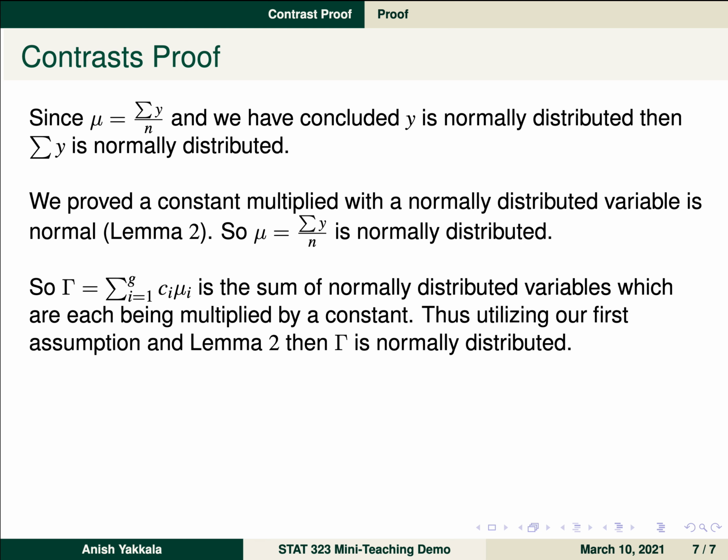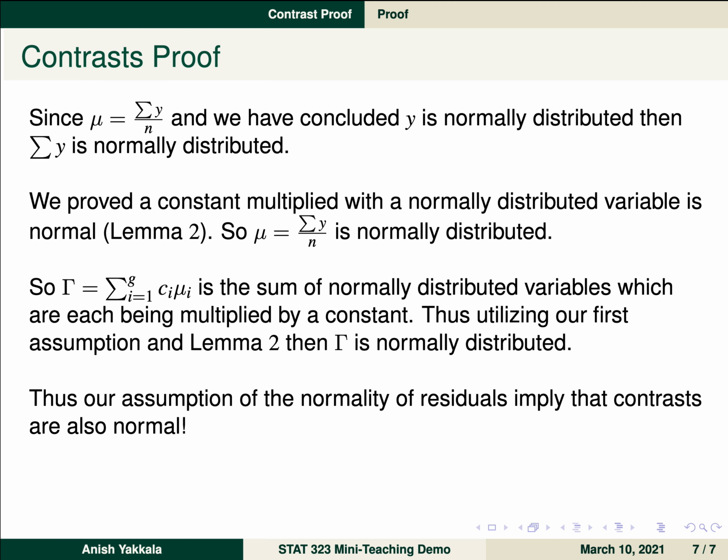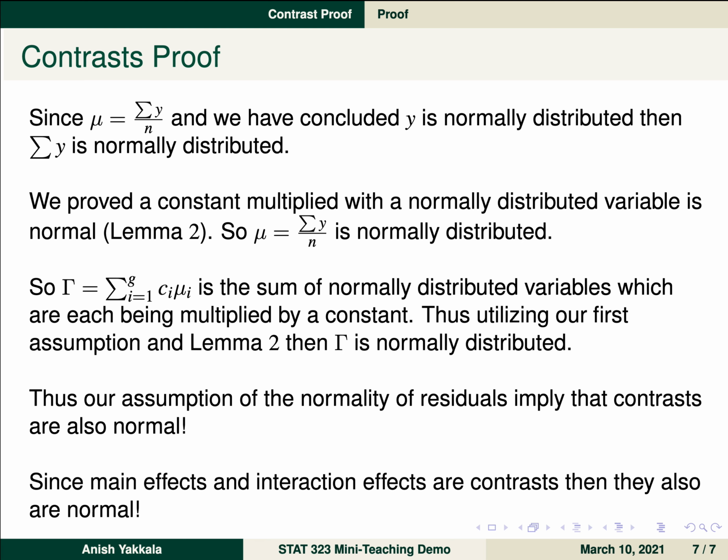Alright, well, so our contrast is the sum of normally distributed variables, those variables being the group means, and each of those is multiplied by a constant. Well, once again, using our first assumption that the sum of normal variables is normal, and our second lemma that a constant multiplied with a normally distributed variable is normal, then it's simple to see that our contrast is normal. Thus, our assumption of the normality of residuals implies that the contrasts are also normal. And since main effects and interaction effects are contrasts, then they also are normal.